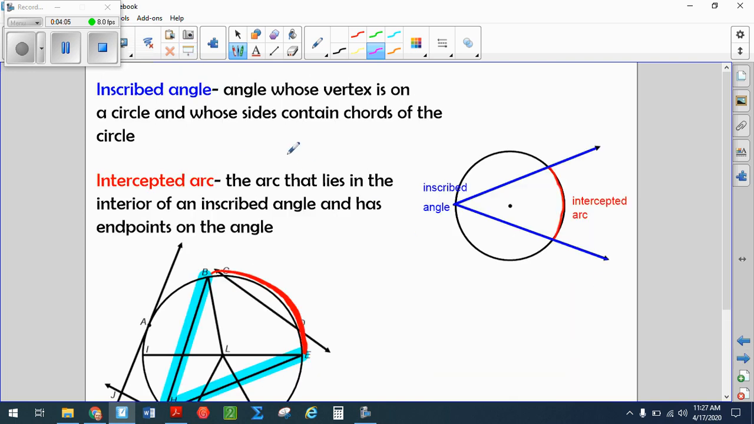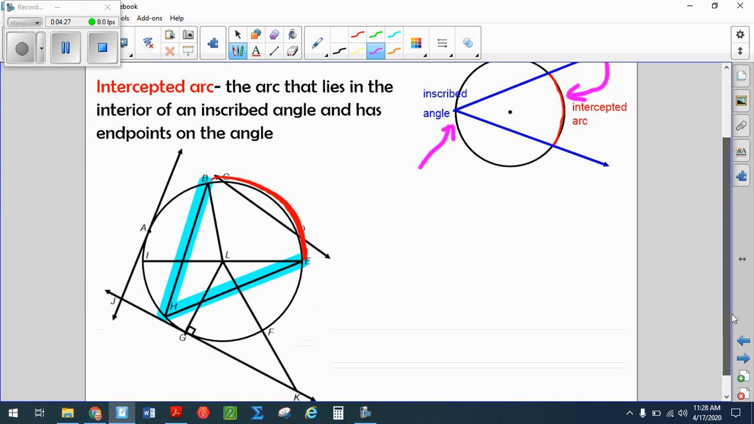Okay, so after central angle, we talk about an inscribed angle. An inscribed angle is an angle whose vertex is on the circle. Okay, this blue angle over here is an inscribed angle and contains a chord. The sides contain chords of the circle. It also has an intercepted arc. Okay, that's the arc that it intercepts.